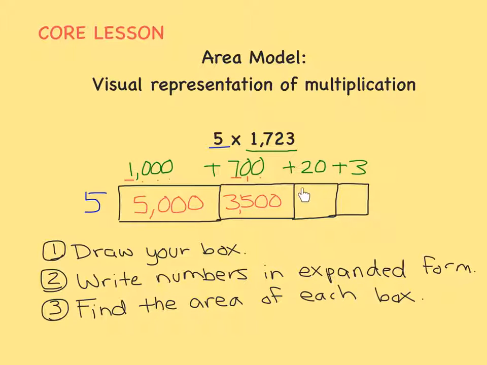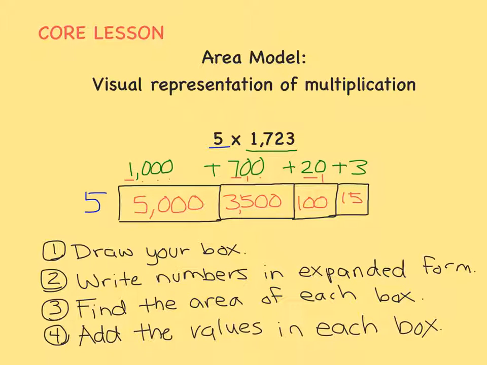To find the area of this box, I look to the left and see a 5. I look up and see a 20. So let's do 5 times 20. 5 times 2 equals 10. And don't forget the 0. 5 times 20 equals 100. And for this last little box on the end, I look to the left and see a 5. I look up and see a 3. So 5 times 3 equals 15.